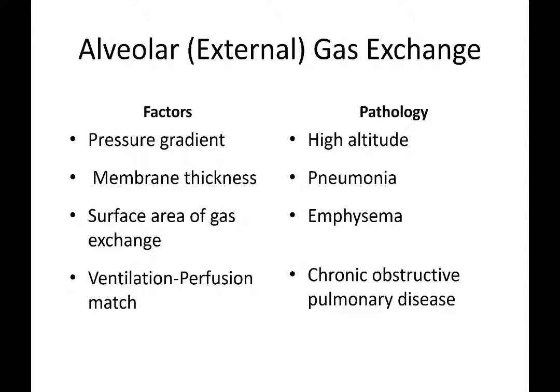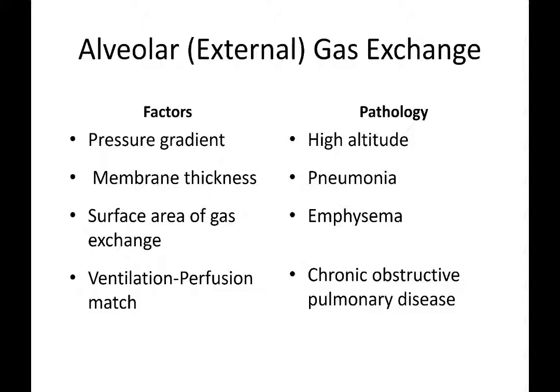So I wanted to bring this back to the four main factors of getting gas exchange to take place. We need a pressure gradient. So we need an area of high partial pressure of oxygen to drive it out to an area of lower, which would be onto the blood. Likewise, if we're talking about carbon dioxide, it's just gonna go the other way. We're gonna have a lot of carbon dioxide in the blood and less in the alveolus, so it's gonna direct it that way.